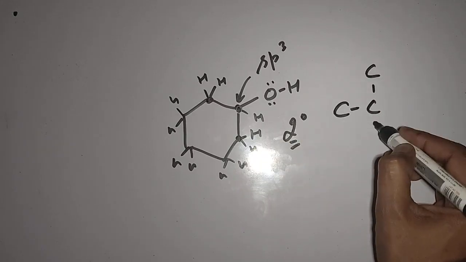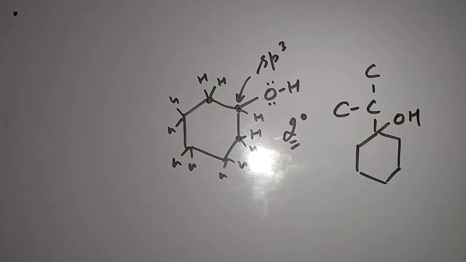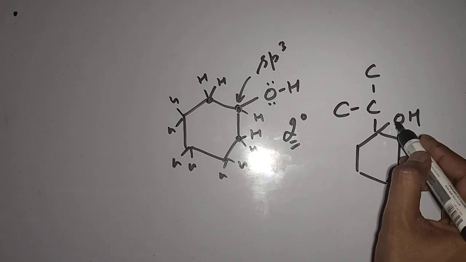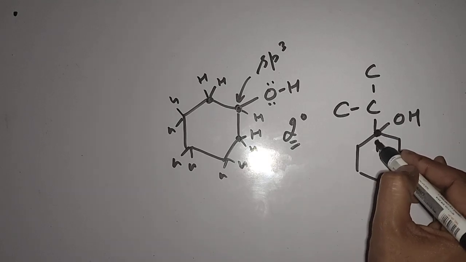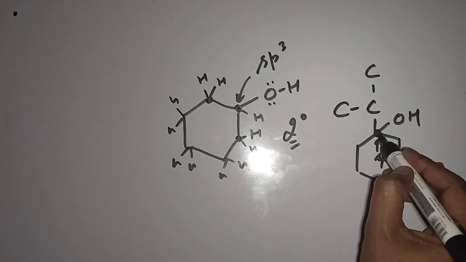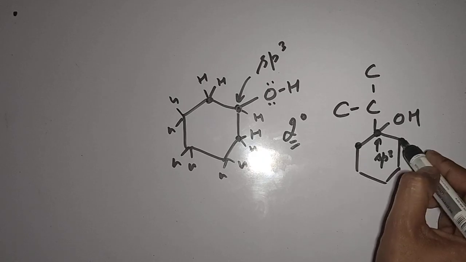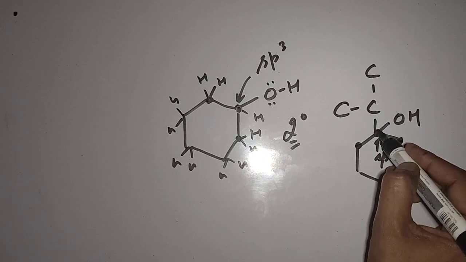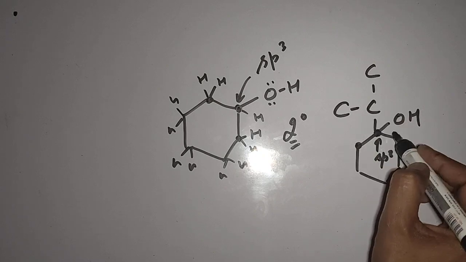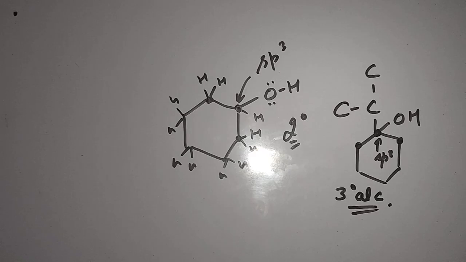Similarly, if I have written this, check what is the degree of this alcohol. OH is connected to this carbon, which is sp3 hybridized, because it is making four single bonds: 1, 2, 3, 4. Now it is connected with how many carbons directly? 1, 2 and 3. With 3 carbons directly it is connected. So this is a 3 degree alcohol. In this fashion you can find out 1 degree, 2 degree and 3 degree alcohols very easily.